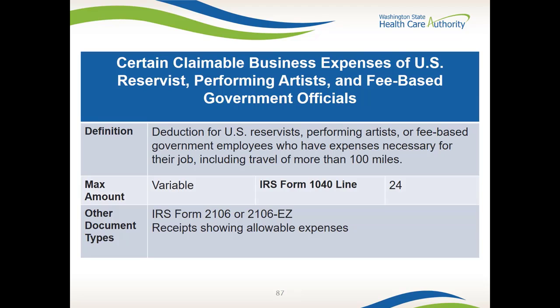Certain claimable business expenses of U.S. reservists, performing artists, and fee-based government officials. This deduction is for U.S. reservists, performing artists, or fee-based government employees who have expenses necessary for their job, including travel of more than 100 miles. The maximum amount for this deduction is variable.